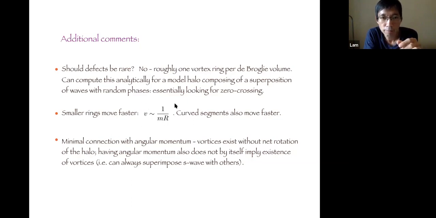Small rings move faster. It goes like 1/r. Or if you have a big ring, but it has certain segments that are very curved, those segments also move faster, essentially. There is a very interesting question about angular momentum. I think I'm maybe running out of time. If you are interested in the connection with angular momentum, maybe we'll come back to that. The zero order answer is, in fact, these vortices do not seem to have a whole lot to do with angular momentum, but we can come back to that with questions and answers if you are interested, okay?